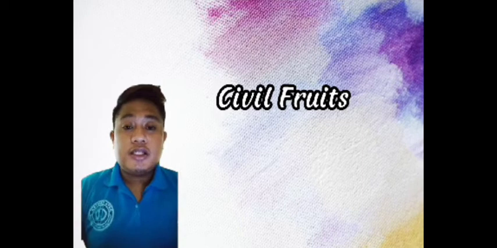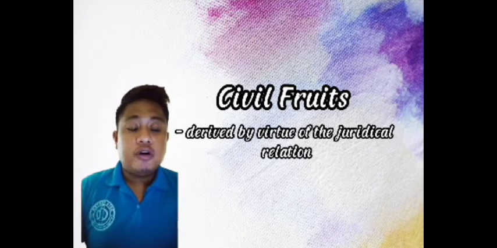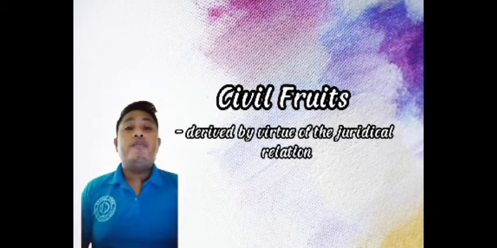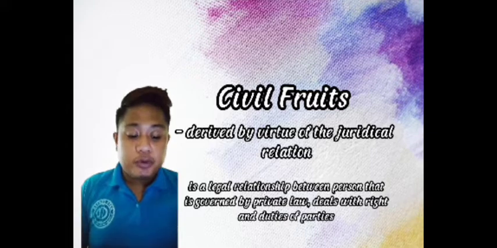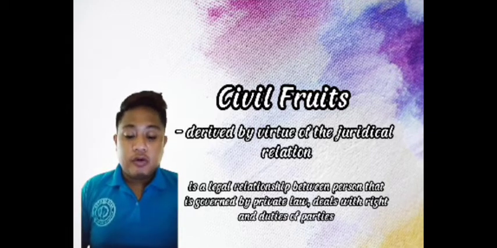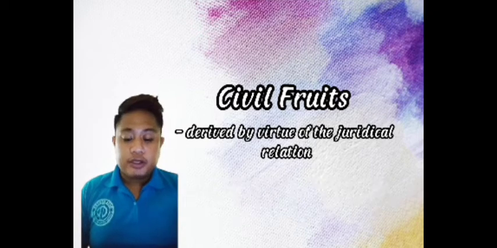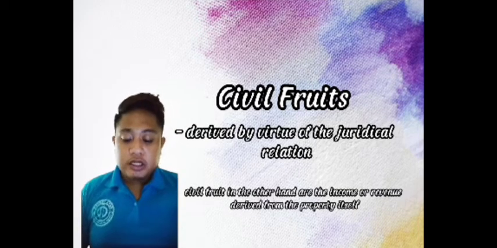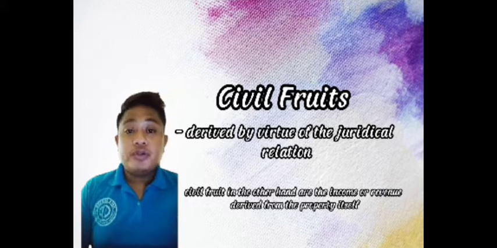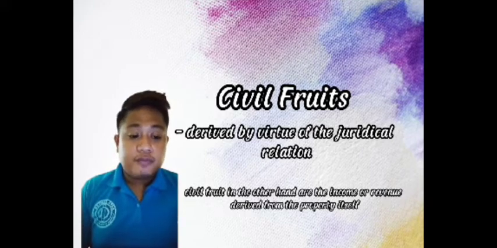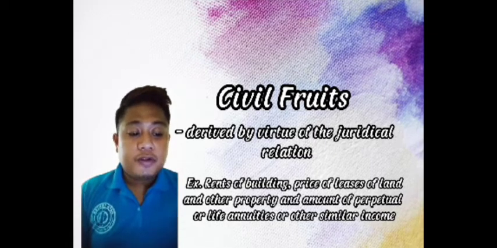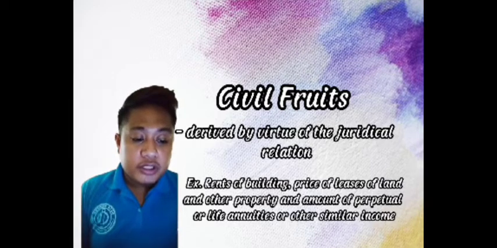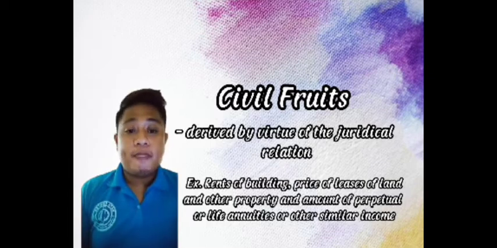So the last one is the civil fruit, derived by virtue of a juridical relation. What do we mean by juridical relation? It is a legal relationship between persons that is governed by private law, dealing with the rights and duties of parties. Civil fruits, on the other hand, are the income or revenues derived from a property itself. Examples are rent of buildings, price of lease of land and other property, and the amount of perpetual or life annuities or other similar income.